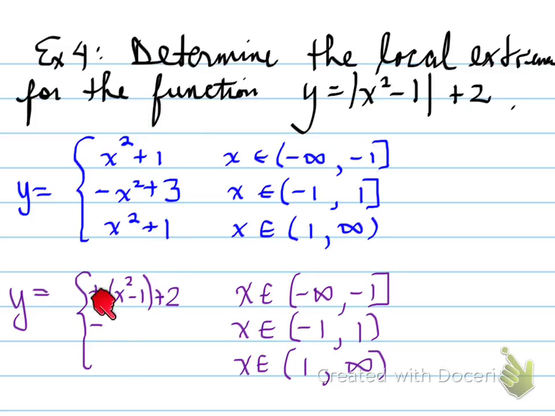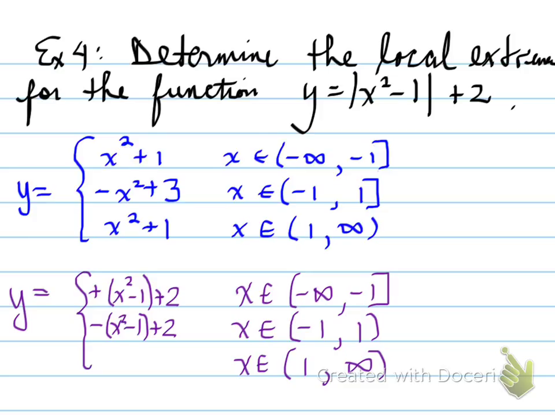The next one, what we're going to do is between negative 1 and 1. If I plug any number between negative 1 and 1, I will get a negative number inside the absolute sign. So here is where we're going to change. We change the sign of what's inside the absolute signs, and we add 2. So that's why there's a negative times that, because that'll make it positive. And then we add 2. When I expand this, the equation looks like this: negative x squared plus 3.